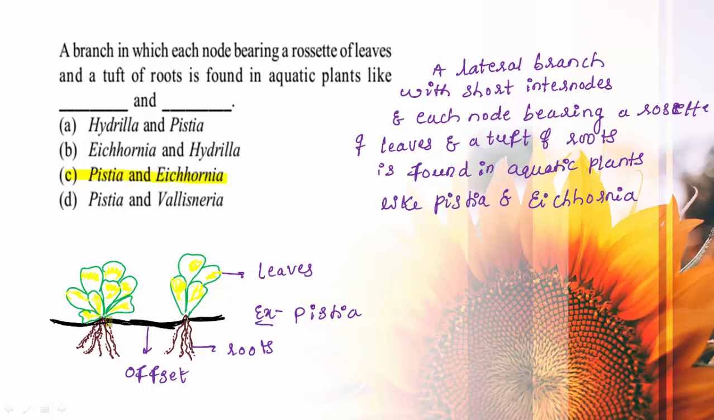This is the internodal region. This is the nodal region. At the nodal region, the group of the leaves are produced, and each rosette of the leaves has the tuft of roots. And this elongated internode is called offset, which is helping in vegetative propagation. So the offset is found in the aquatic plants like Pistia and Eichhornia. The nodal regions are having the group of the leaves with the tuft of the roots, and this offset is helping in vegetative propagation. So the answer for this one is option C.